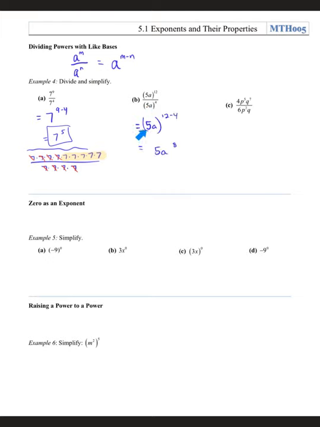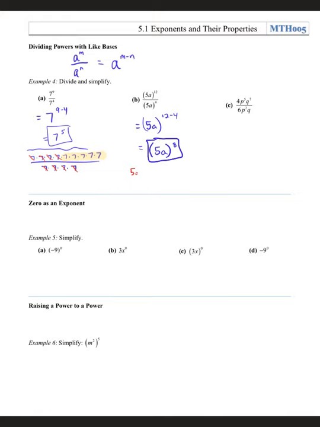Okay, when we look at this, we have 5a, because this is our base, and we keep the same base, and then 12 minus 4 to give us 5a to the 8th. Now, if your answer looks like this, it's not going to be completely correct yet. And what's the difference here? Right, I forgot my parentheses. You must have parentheses around the 5a. The whole base is 5a. And why that makes a difference is going to be this right here.